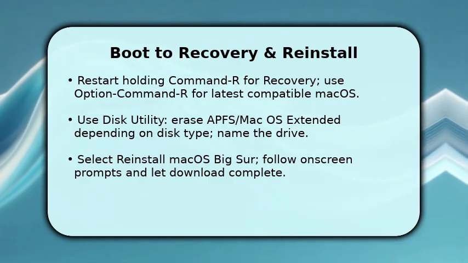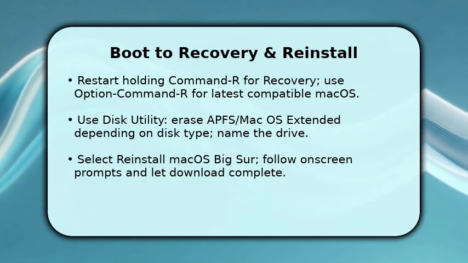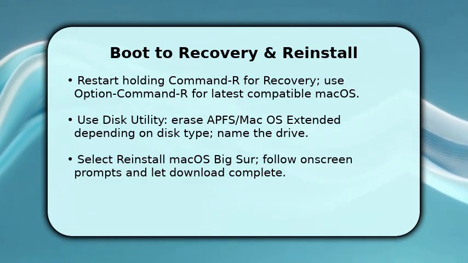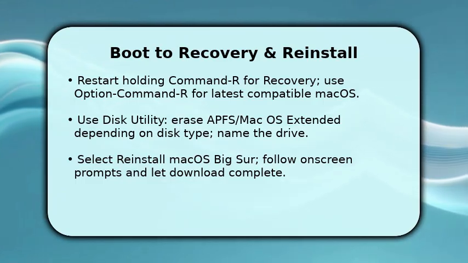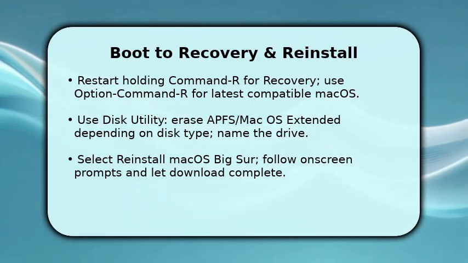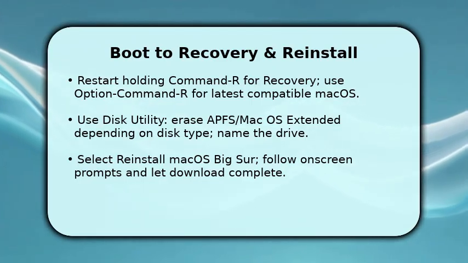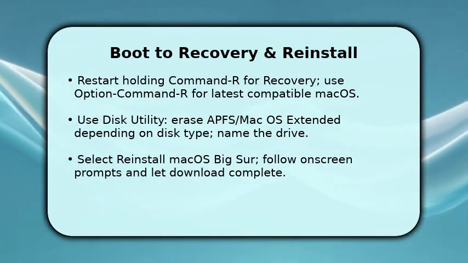Erase the drive as APFS for SSDs or Mac OS Extended for older HDDs, set GUID partition map, and name the volume. After erasing, quit Disk Utility and choose Reinstall macOS Big Sur. Follow the prompts, select the freshly erased volume, and let the installer download and run.